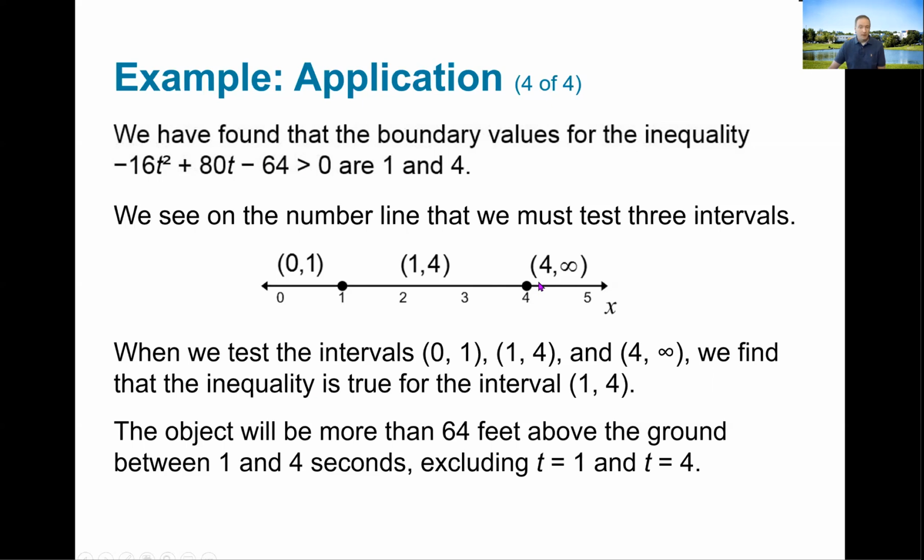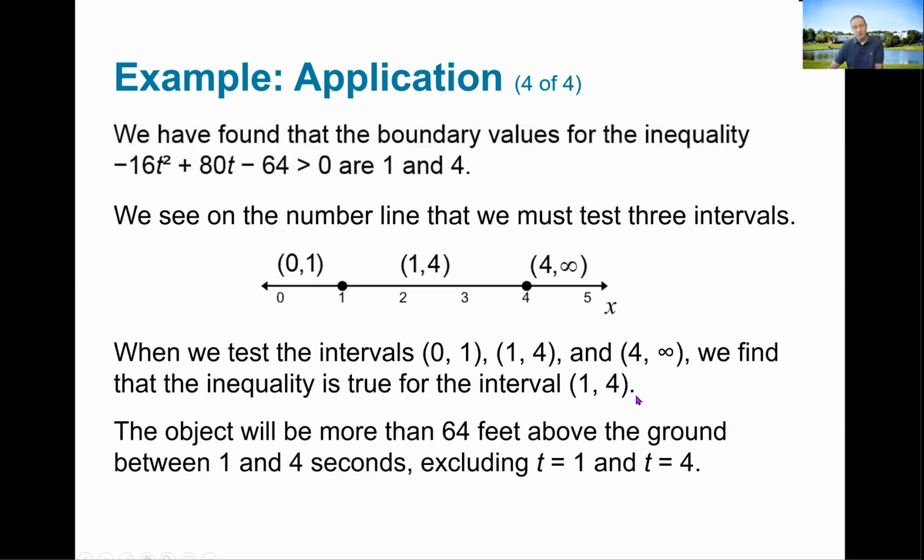Now, I promise if you plug in any number greater than 4, it's going to give you a false statement. This first term starts taking over. Like if you try to plug in a 5, you'll have negative 16 times 25 plus 80 times 5 minus 64. You're going to get a negative 64 in that case. The only thing I care about is that it is negative, and a negative number is not greater than 0, so no number in that region could be a solution. The only solution region that gave us a true statement was the region between 1 and 4.